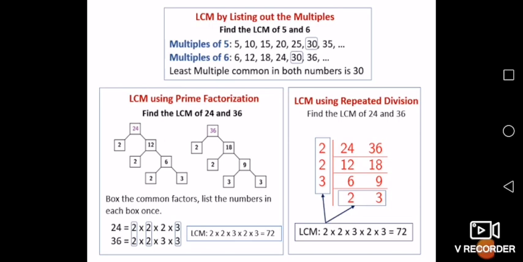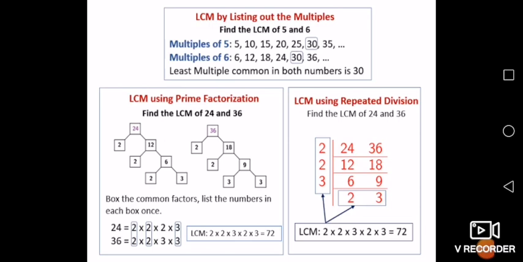Out of these multiples you are going to find the least common multiple of both the numbers, which is 30. So here the LCM of 5 and 6 will be 30. This is one of the methods of finding LCM, that is least common multiple. Now the second method of finding LCM, which we did yesterday also, is LCM using prime factorization.